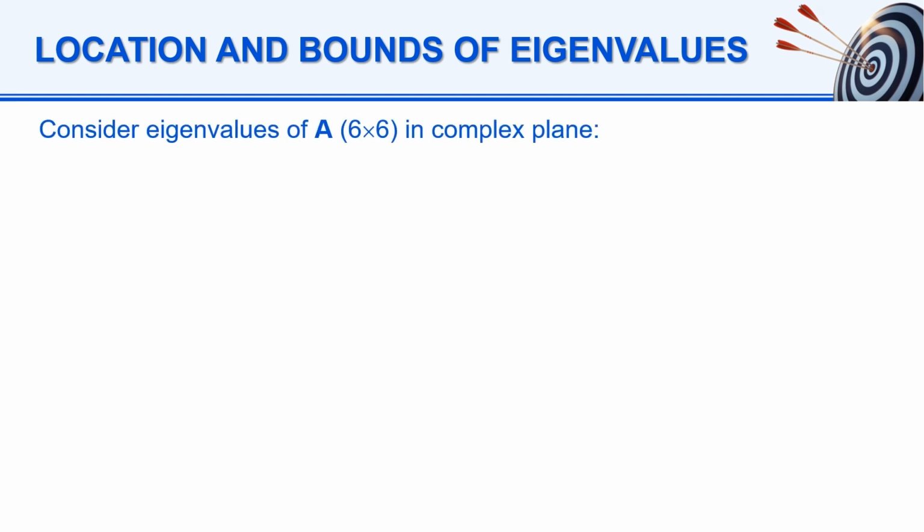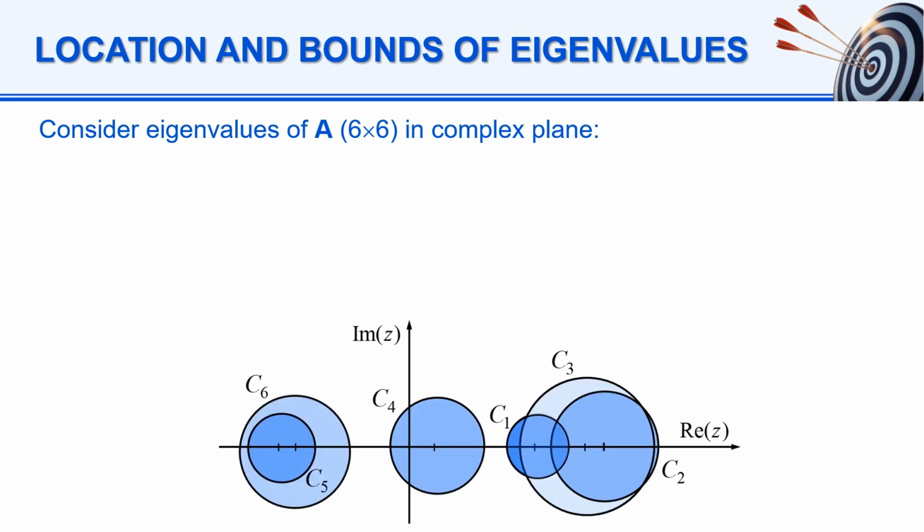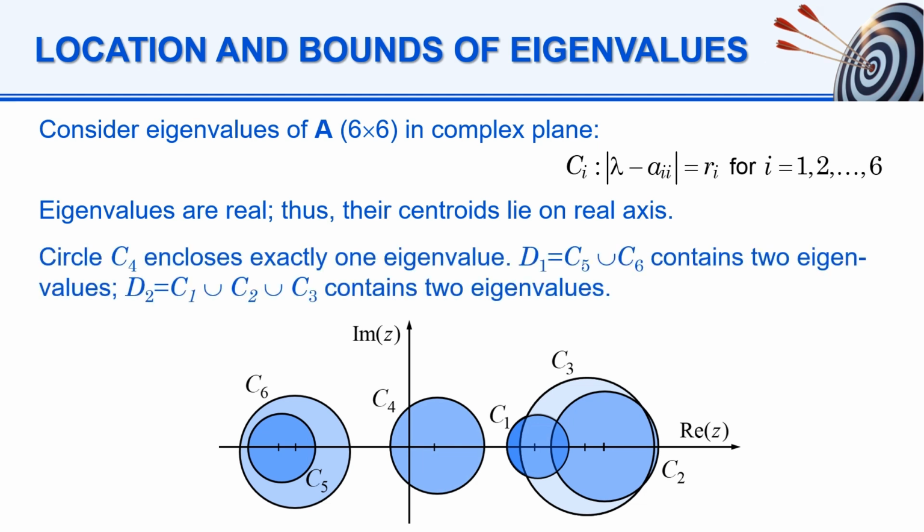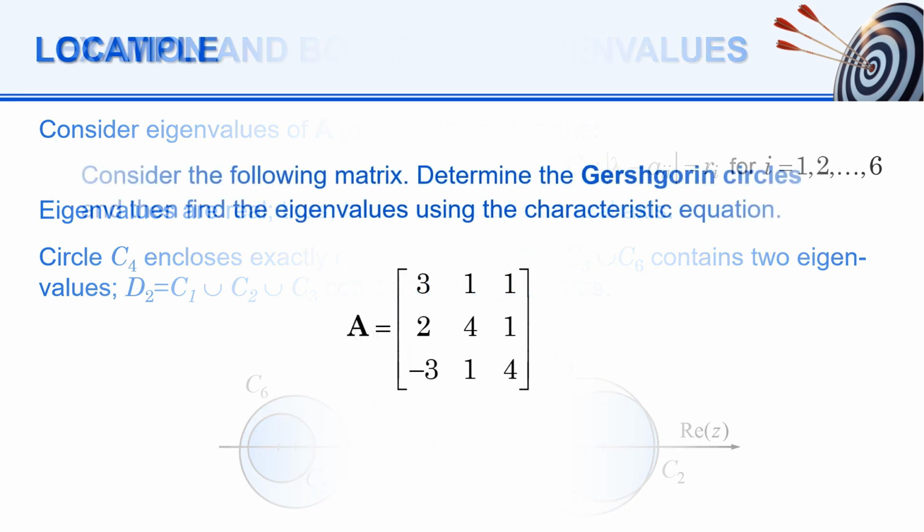Consider eigenvalues of A, a 6 by 6 matrix, in the complex plane. Eigenvalues are real, thus their centroids lie on the real axis. Circle C4 encloses exactly one eigenvalue. D1, the union of C5 and C6, contains two eigenvalues. D2, the union of C1, C2, and C3, contains three eigenvalues.